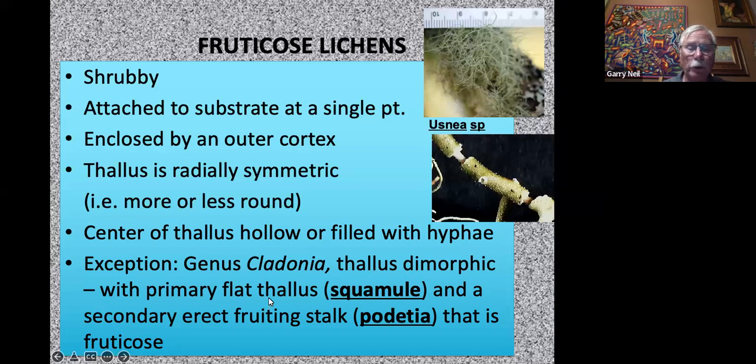In other words, there's two parts to it. It has a base, kind of a leaf-like structure, a squamule, and then growing out of it, there'll be a fruiting stalk. And the fruiting stalk is called a podetia. And this particular genus is considered a fruticose. And I'm going to show you now examples of that. And 10 to 1, all of you hopefully may have seen this in the field.